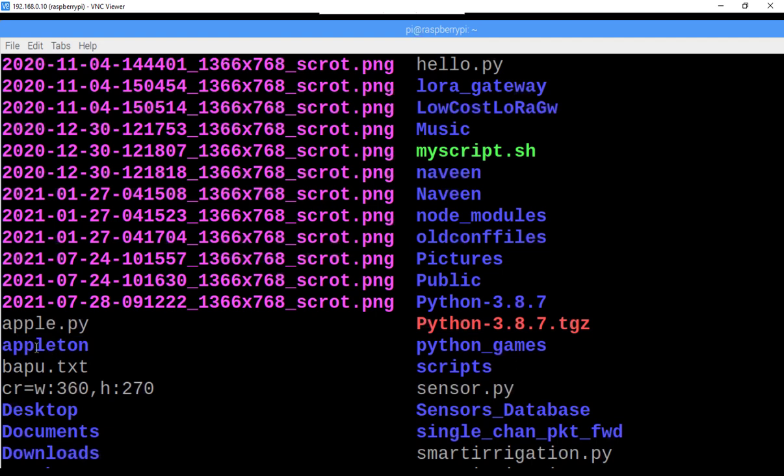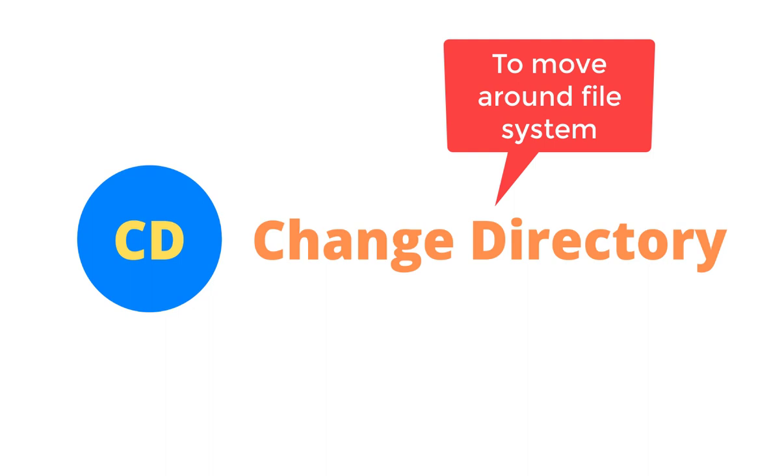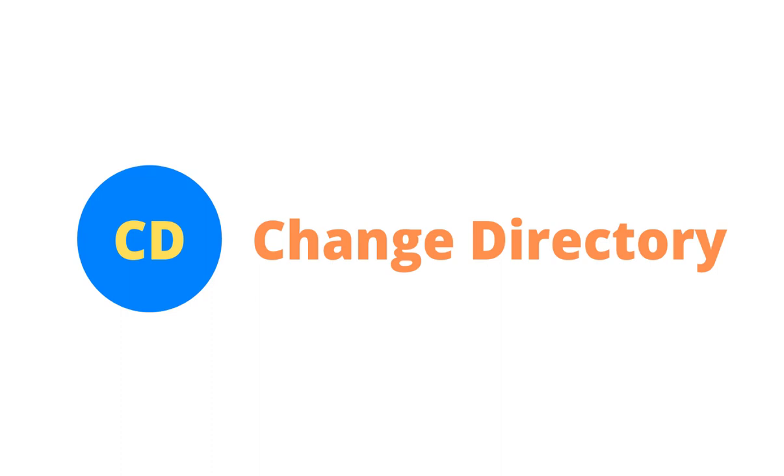Now, how to navigate to this particular folder, Appleton? We want to access this particular folder by using the command prompt. How to do that? You can use the cd command, that is actually the change directory command, to move around the file system. Suppose you want to access the files in desktop, so you have to use cd to go to desktop.